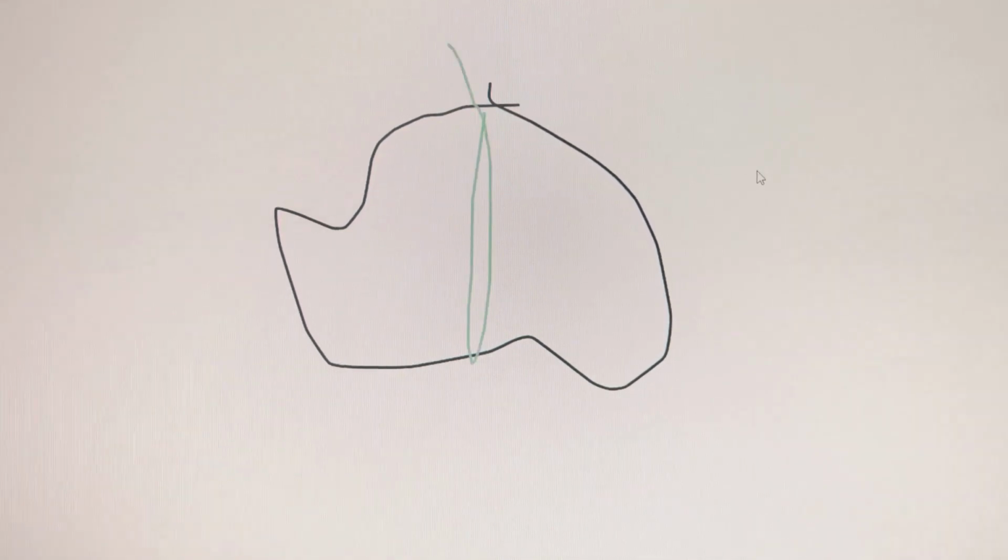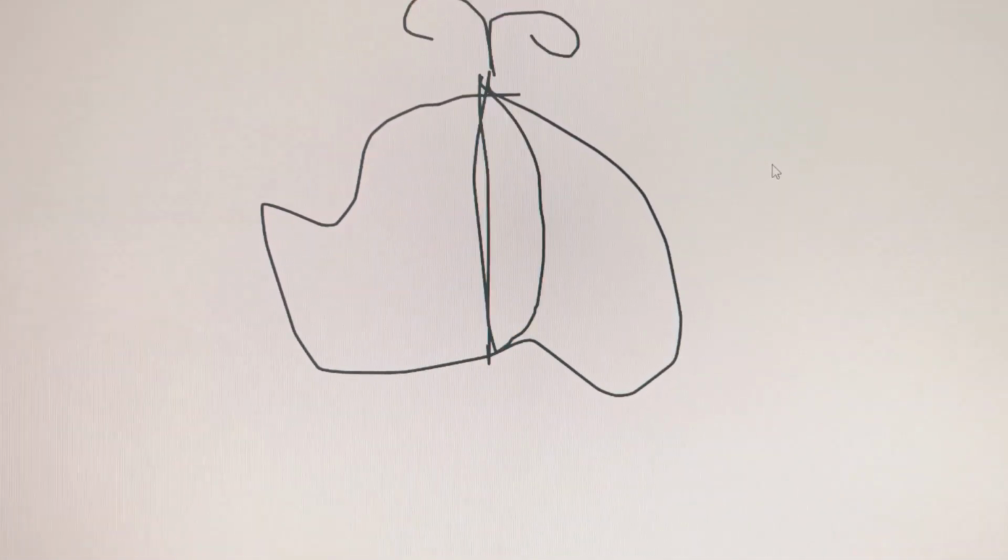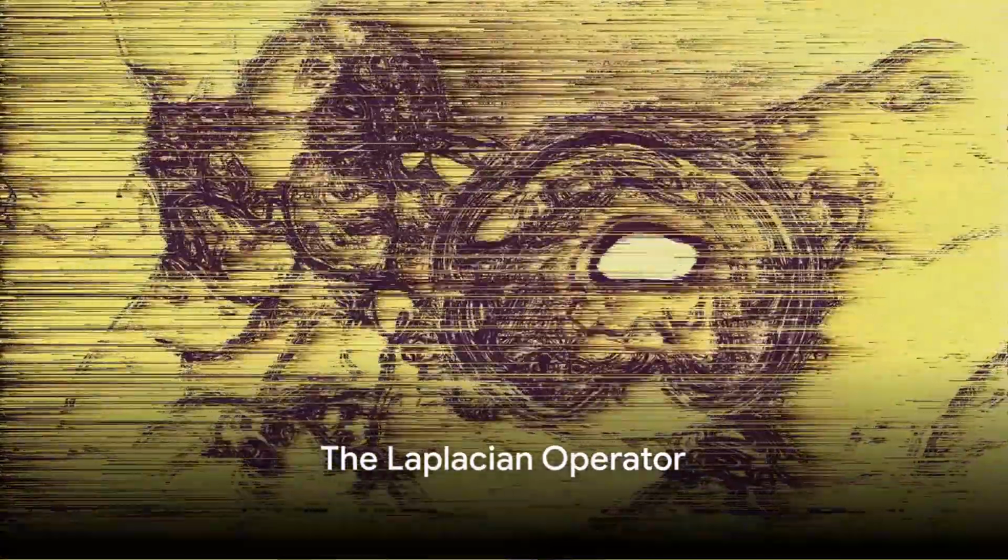Imagine a noisy image full of unwanted details and specks. A Gaussian filter comes to the rescue, reducing this noise and slightly blurring the image. This smoothing process is crucial for the next step, as it reduces the likelihood of detecting false positives, or edges where there aren't any. Now, onto the second half of the name, the Laplacian operator.